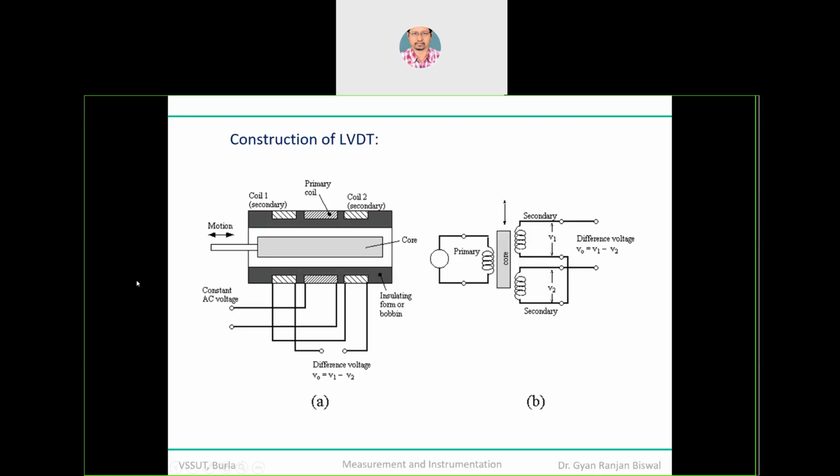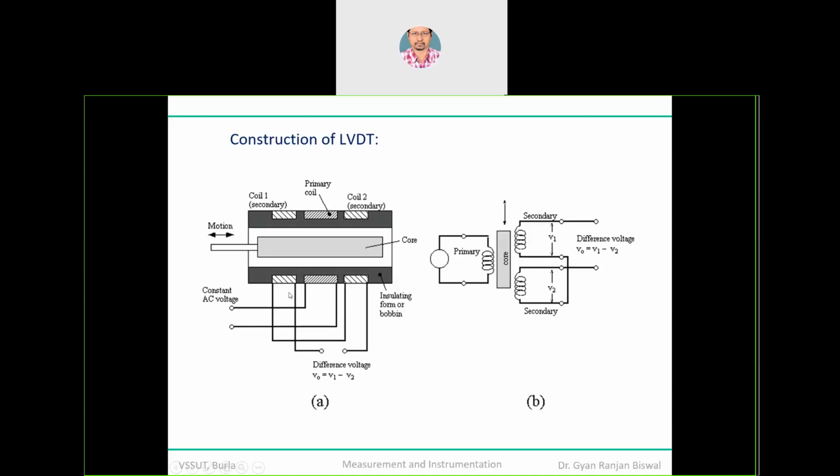Now this is how the connection is being done. A constant AC supply voltage. Your supply line is AC, so it is provided over here. That's why it is mentioned as constant AC voltage. That is the input you have given, and from here we are measuring the output.